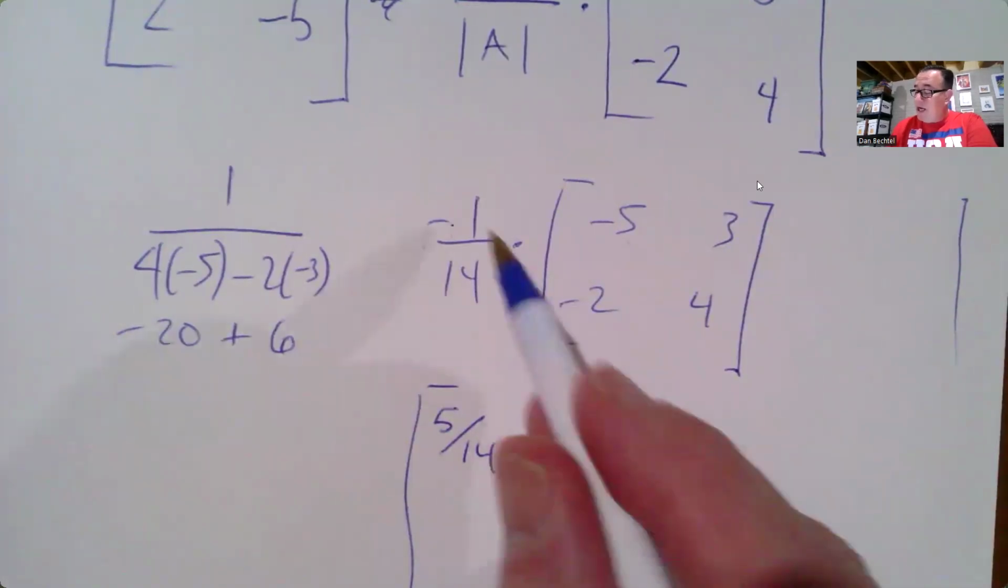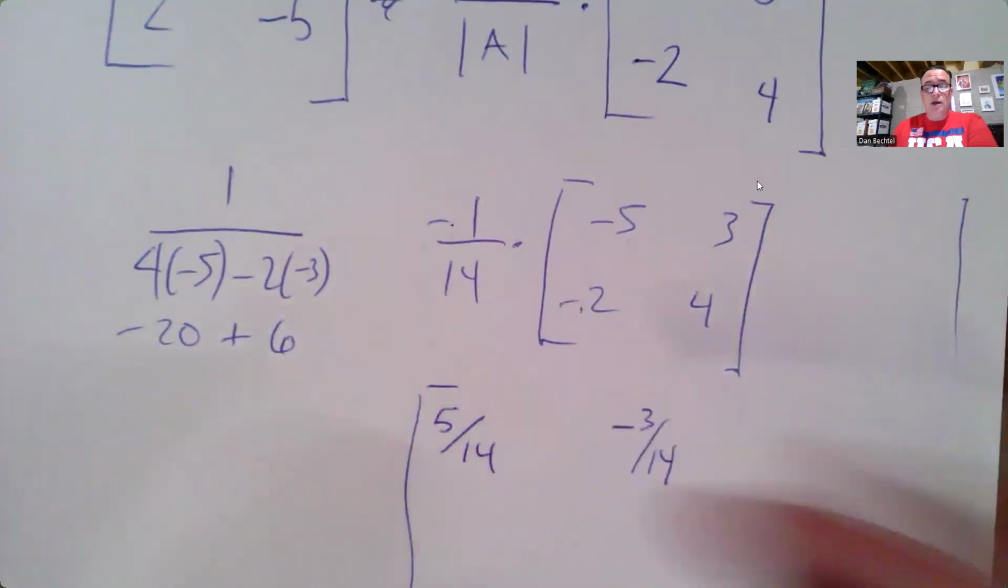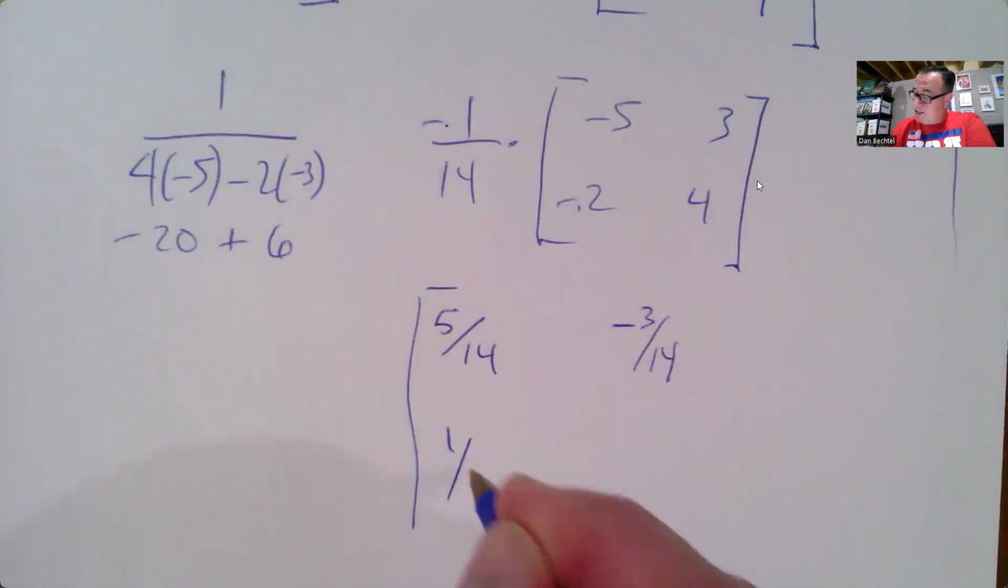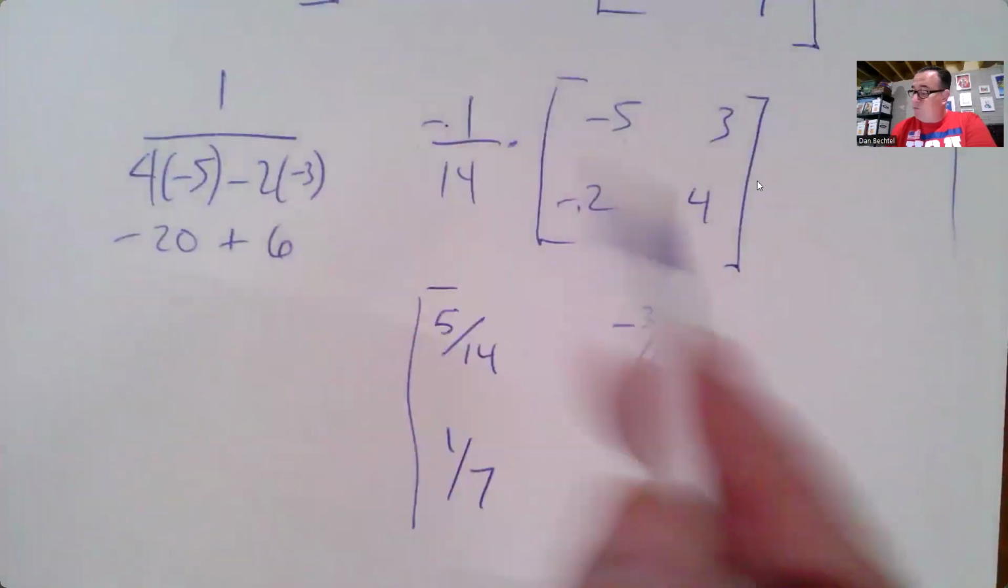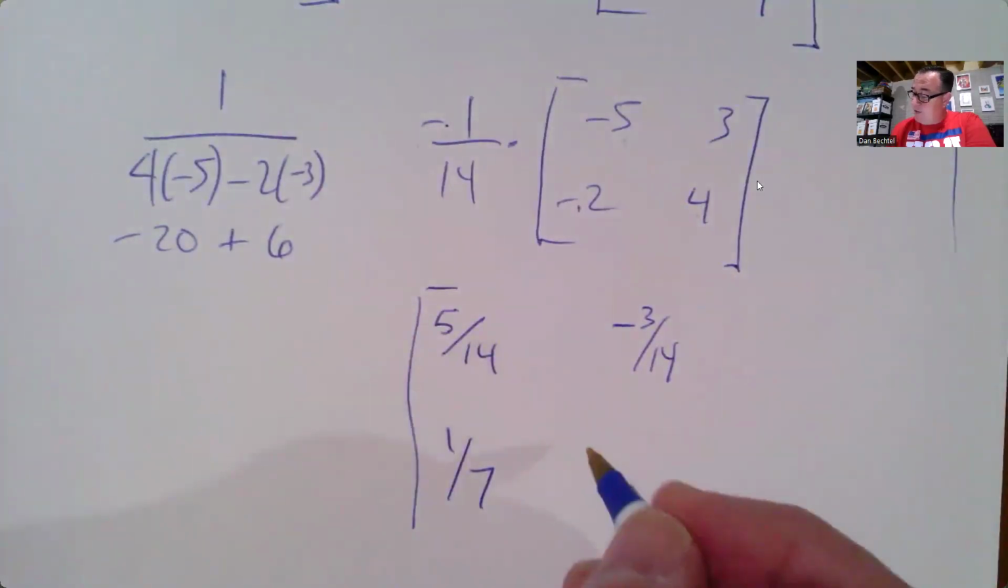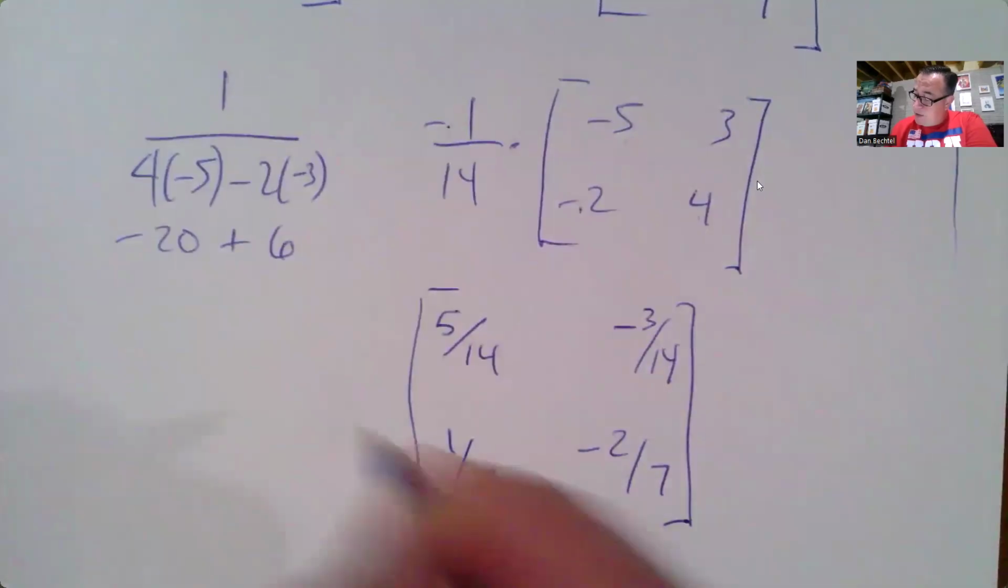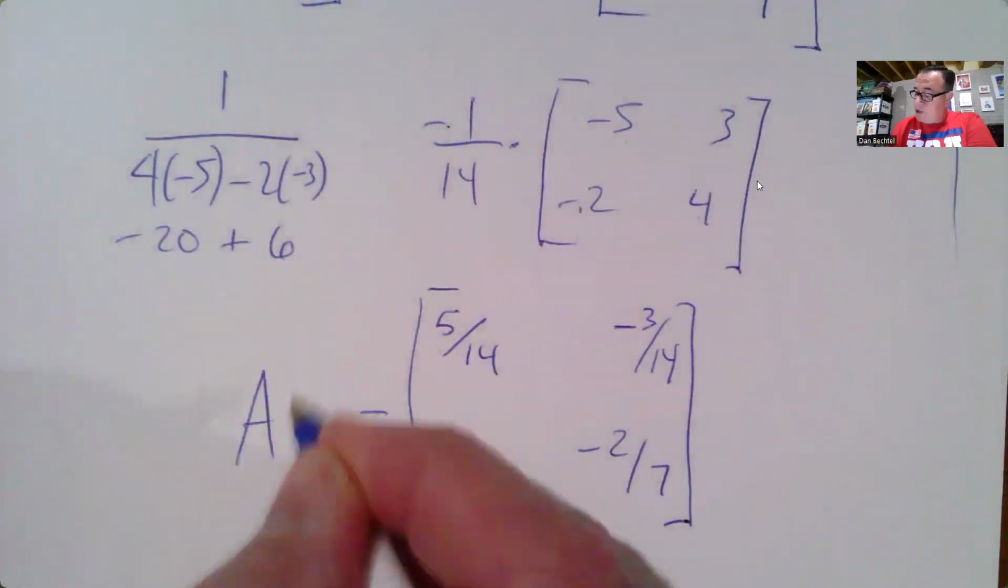And then here, the negative cancels out as well. But because it's 2 over 14 and those are both even, that'll reduce to a 1/7. And when the -1/14 multiplies by the 4, we will have a -2/7 at the end. This right here is what we're going to have as our inverse.